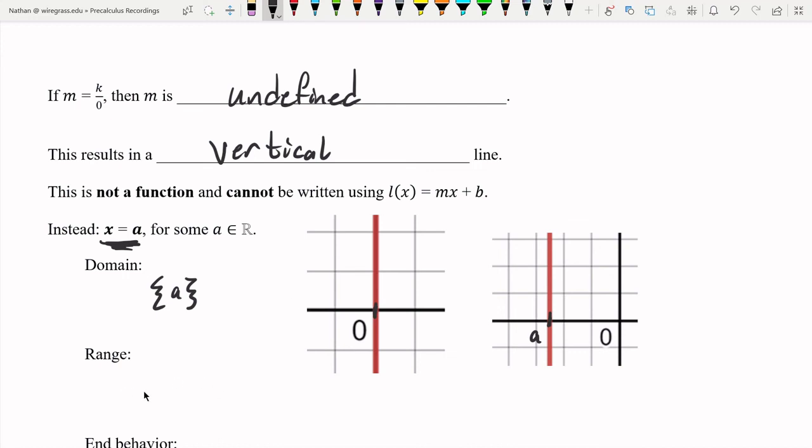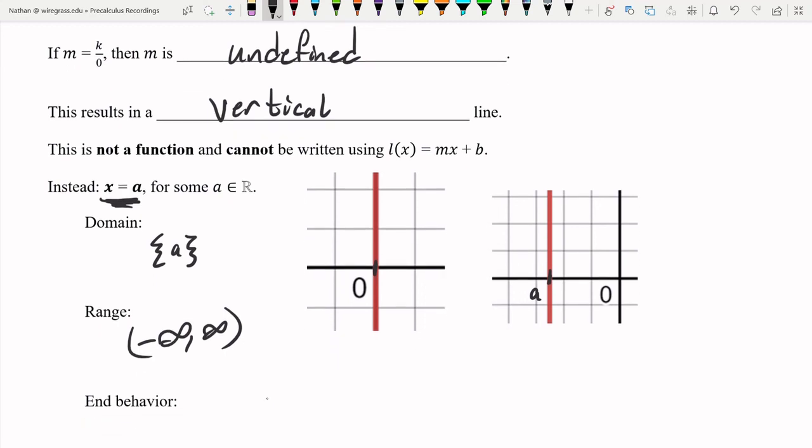The range, however, is everything. It does go all the way up and all the way down to negative and positive infinity. And for this function, there really is no end behavior. It doesn't go left or right at all. So you really would say nothing here.